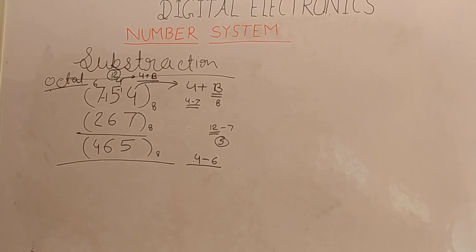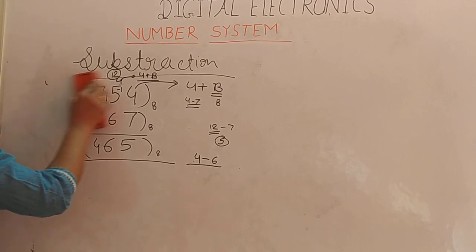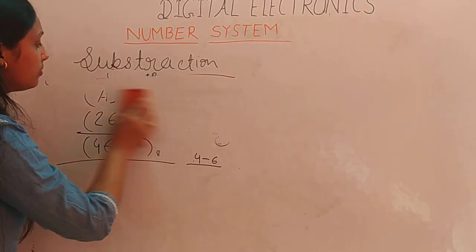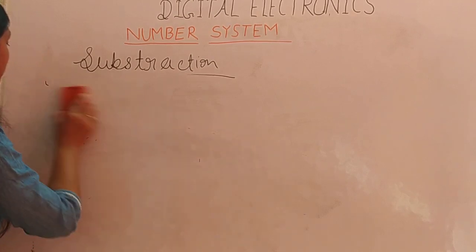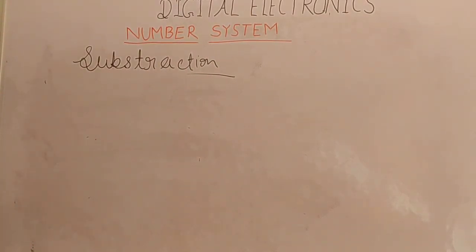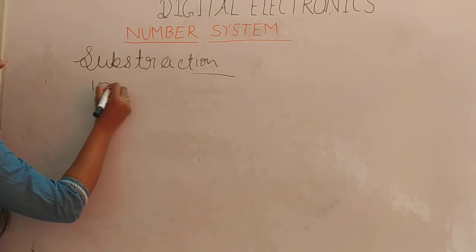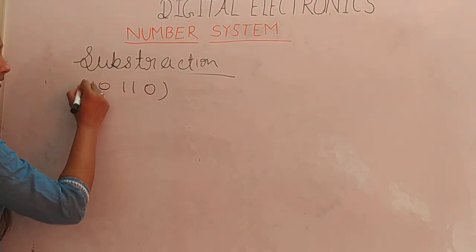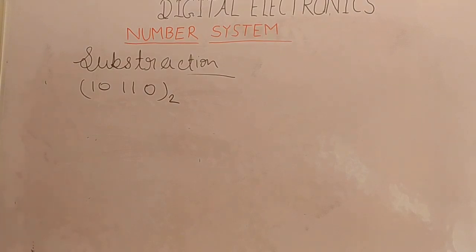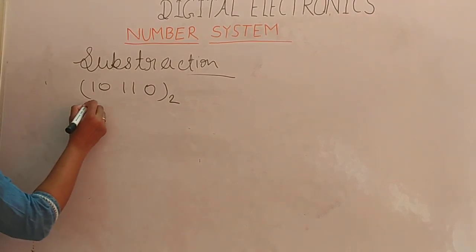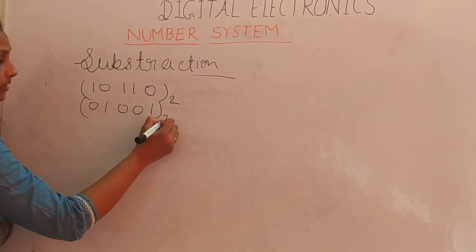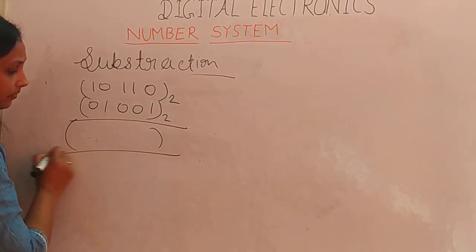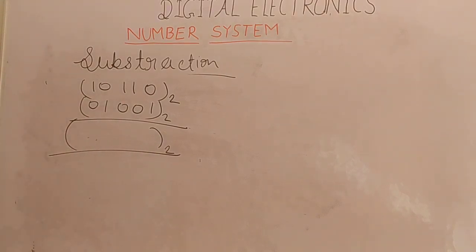Now we'll take one more example of subtraction in the binary number system, so that it is easy for us to understand subtraction better. Suppose we want to subtract 01101 from 10110. Both are binary numbers.